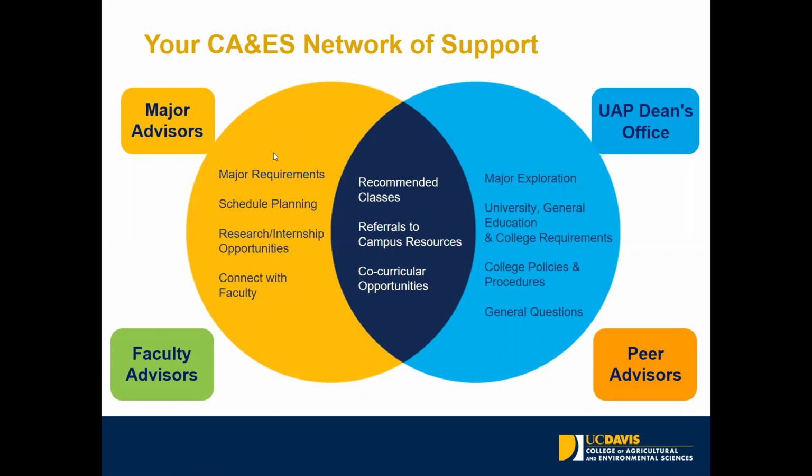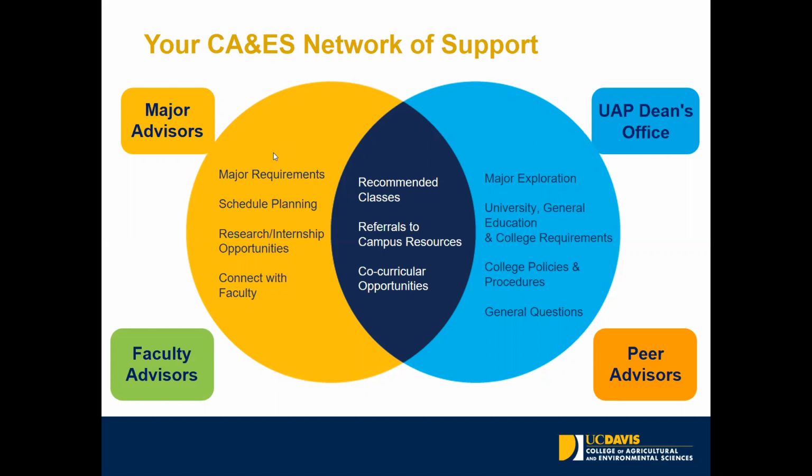So I just want to go over on the right side of your screen, you'll see we got a nice little Venn diagram. I've been seeing a lot of these since like elementary school, but so the UAP Dean's Office, UAP stands for Undergraduate Academic Programs. And there are Dean's Office advisors where you'll seek out a Dean's Office advisor if you're interested in major exploration, any of the university or general education and college requirements, more college policies and procedures and general questions. We've always been a good one-stop shop if you don't know where to go. We're really good with referrals, whether that be to a major department or one of the many campus resources that we have.